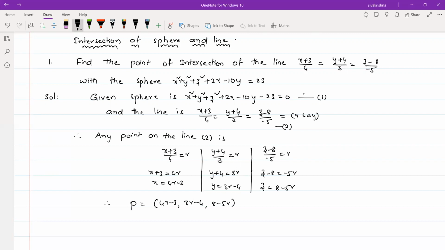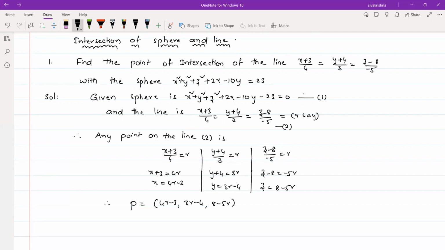Since we want to find the point of intersection of both the line and the sphere, now we have found any point on the line. If this point lies on the sphere, then we get the point of intersection.